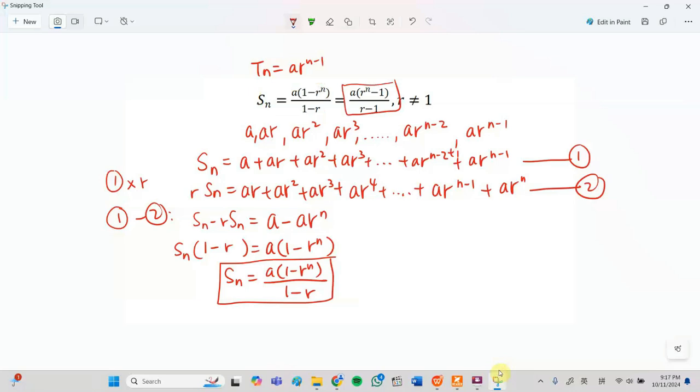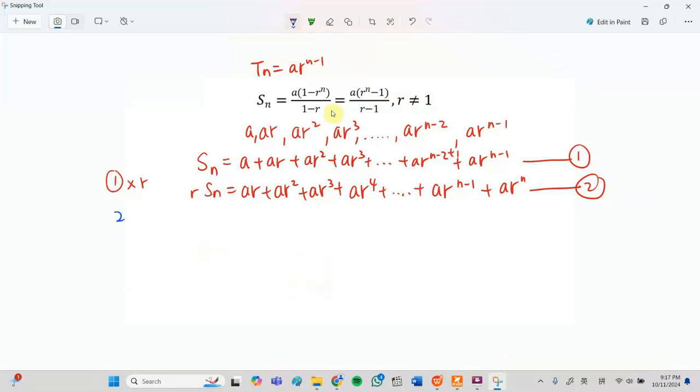How about the second one? The second one can be done similarly, but instead of taking 1 minus 2, we are taking 2 minus 1. So let me show you. If we take 2 minus 1, meaning the term below here subtracted by the term up here, it becomes rSn minus Sn.